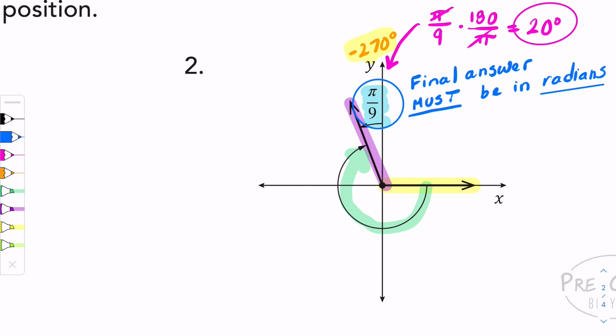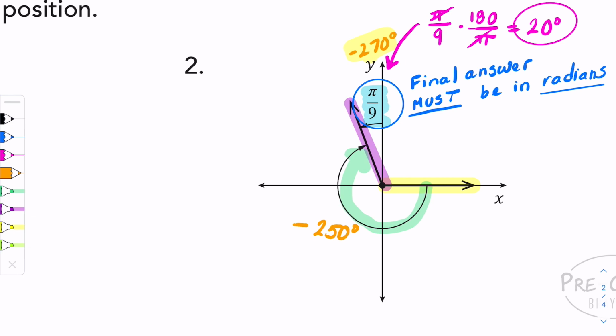So I'm just going to do that in my head. 270 minus 20 is 250. So that is telling me that this angle is 250 degrees. I need to add a negative sign to indicate the direction. The direction moves clockwise. So negative 250 in degrees.